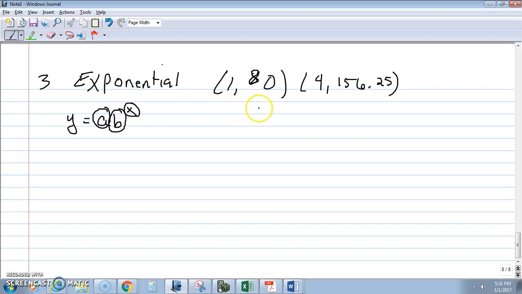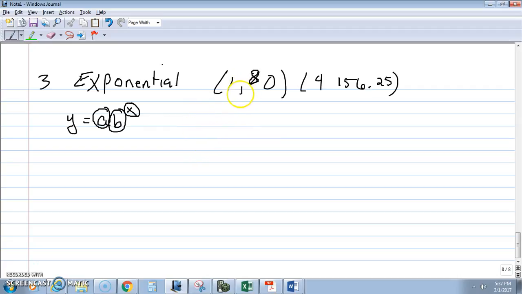What we end up doing is solving 2 equations for 2 variables. Each one of these points can make an equation, but let's create our equations first, our 2 equations, 2 unknowns.